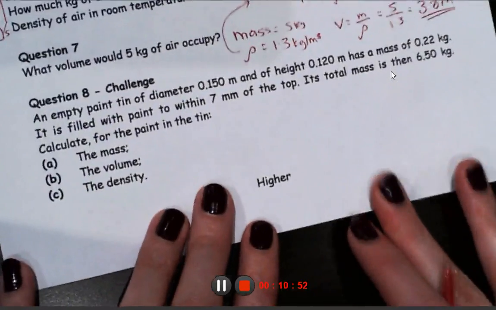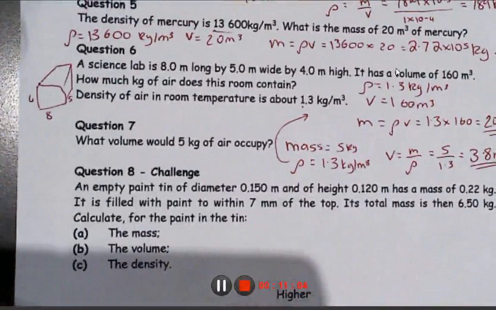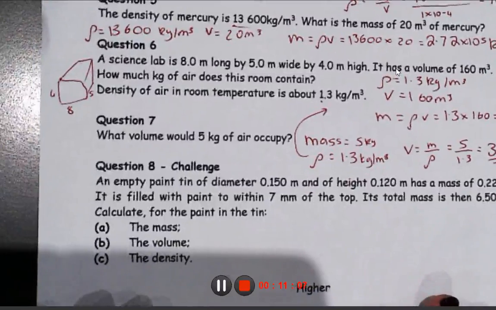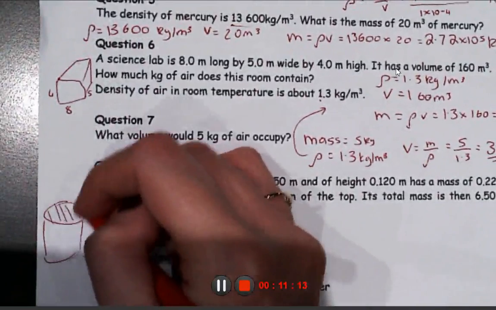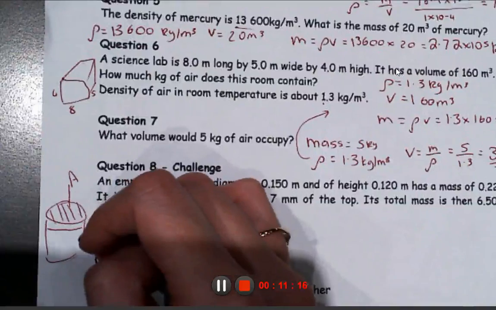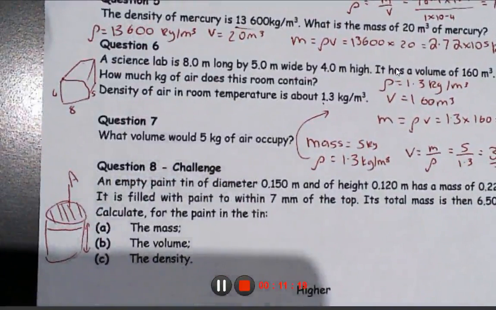It says question 8 is a challenge. Let's have a little look. Let's lift this up a bit. Okay, for 8, we've got an empty paint tin of diameter 1.50. As we know from the previous question, the volume of this is going to be the area times the height. It says it has a mass of 0.22 kilograms, but it's filled with paint to within 7 millimetres of the top. So that's my line there. And its total mass is then 6.50 kilograms.